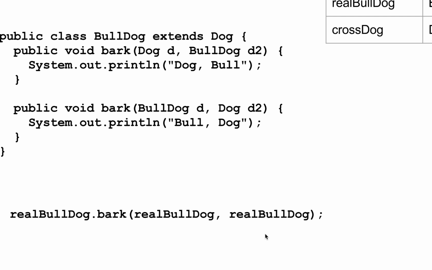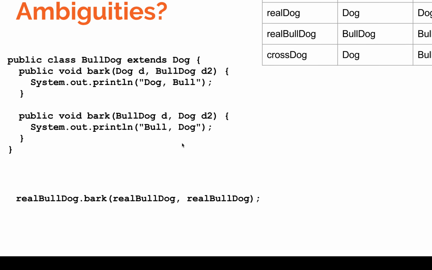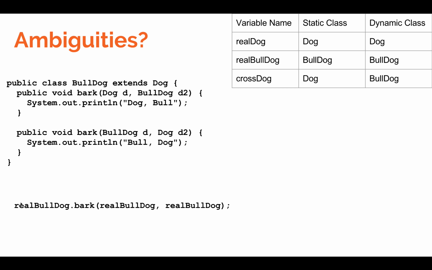There's an ambiguity here. Both of these work, and neither is better than the other. If you had a third method of type bulldog, bulldog, there's no ambiguity. That is the best one, because both of these arguments are actually bulldogs. It's the most specific. This goes back to choosing the most specific. But in this case, both of these have one type that is specific and one type that's not. So this will actually be a compiler error. Running this line will be a compiler error.